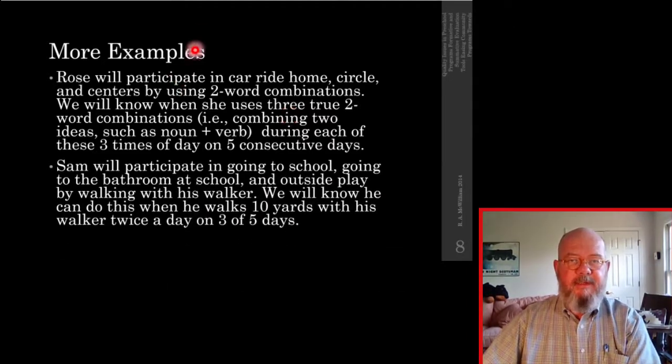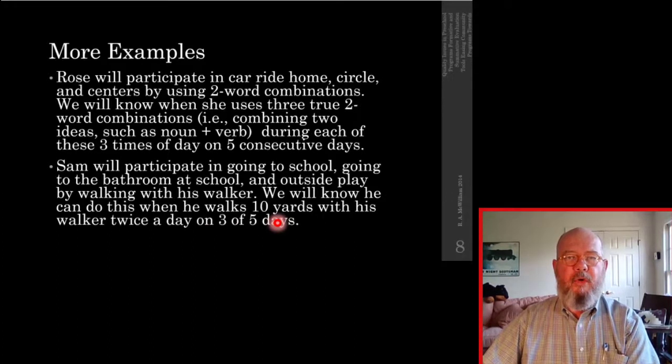Here we have a mobility goal. Sam will participate in going to school, going to the bathroom at school, and outside play by walking with his walker. So the problem was he was not walking with his walker. And this came up during going to school time, going to the bathroom time, and outside play time. We will know he can do this when he walks 10, let's call it meters for the sake of Polish cultural sensitivity, with his walker twice a day on 3 of 5 days.